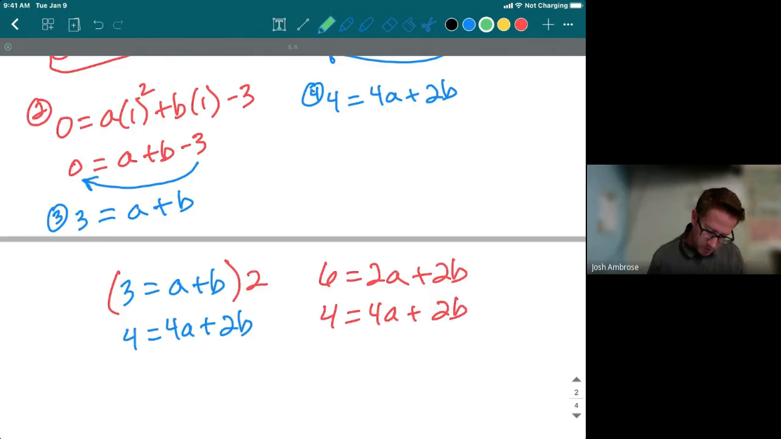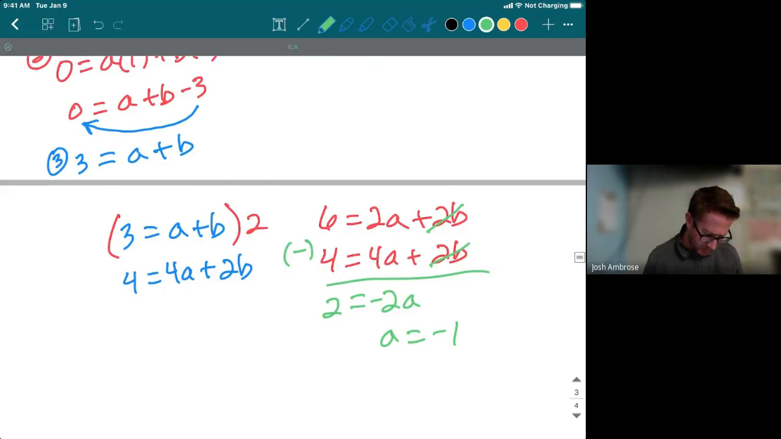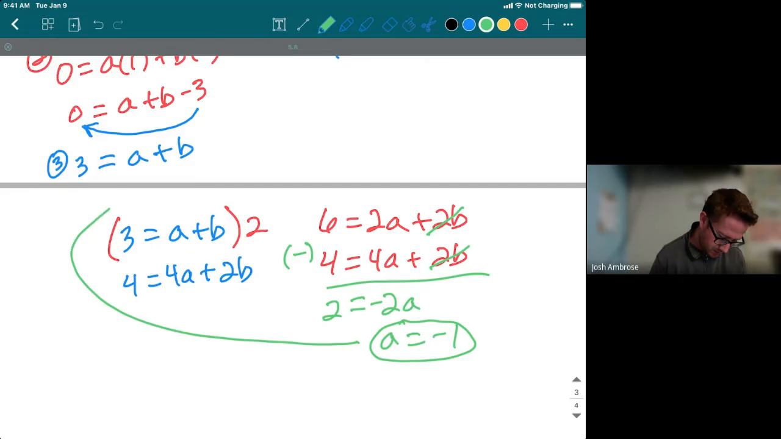And we're trying to cross out the 2b and the 2b. Notice they're the exact same sign. So that means we have to use subtraction. All right. And these guys would cross out. And then we would have a 2 equals a negative 2a. A equals negative 1. And then what we could do is take this value right here, and we will be plugging it into equation number 3. All right. So let's get a little bit more space.